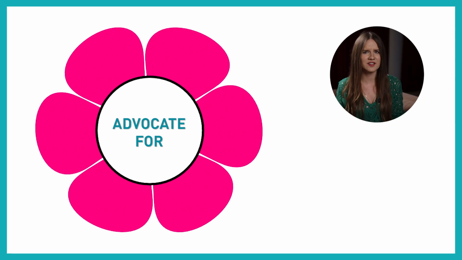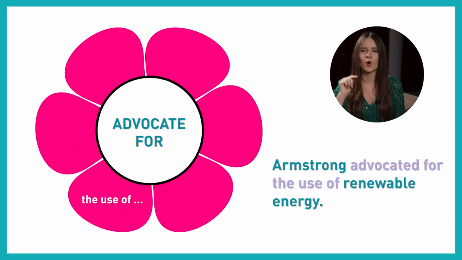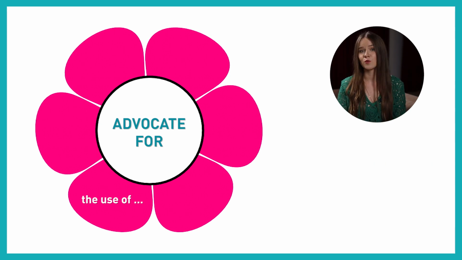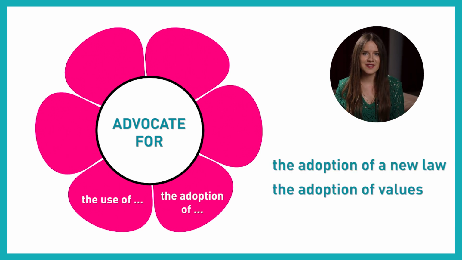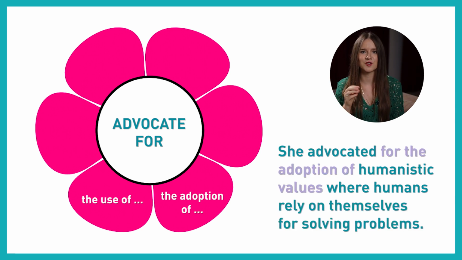Now, what can we advocate for? We can advocate for the use of something. For instance, Armstrong advocated for the use of renewable energy. He publicly supported the use of renewable energy. We can also advocate for the adoption of something. It can be the adoption of a new law or maybe the adoption of values. She advocated for the adoption of humanistic values, where humans rely on themselves for solving problems.